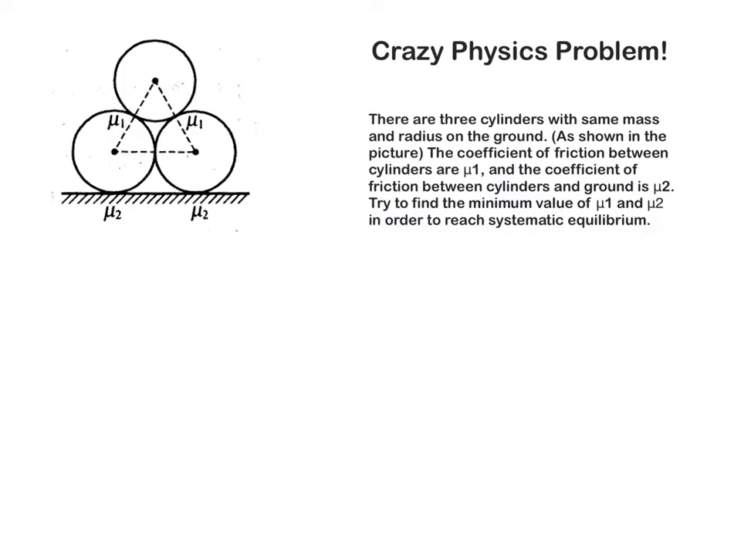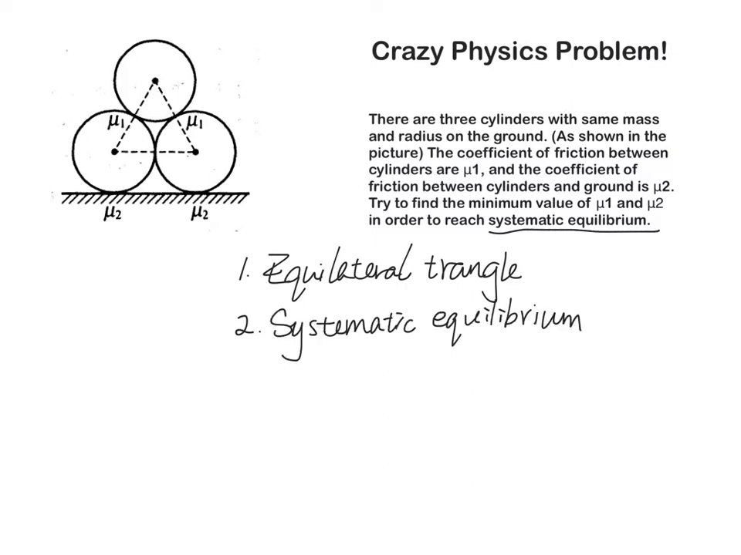Let's start with information that we can gather from the problem. At first, by looking at the graph, we realize that the triangle formed by the centers of cross-sections is an equilateral triangle, which is the triangle right here. The second information is systematic equilibrium, which means that for each cylinder, F net equals 0, and net torque also equals 0.